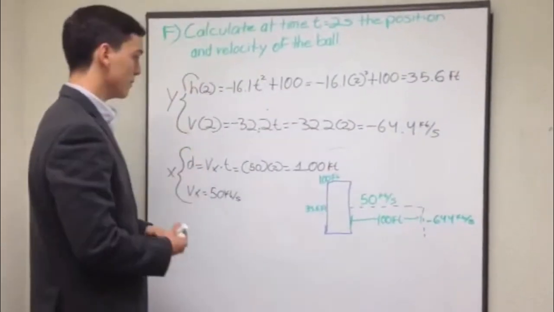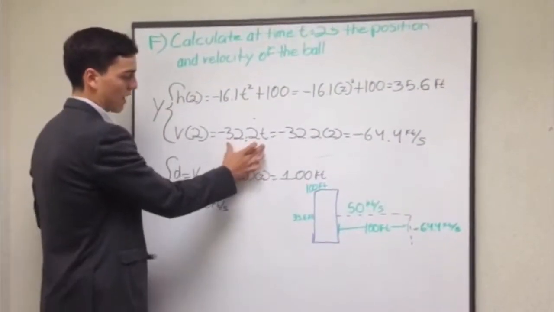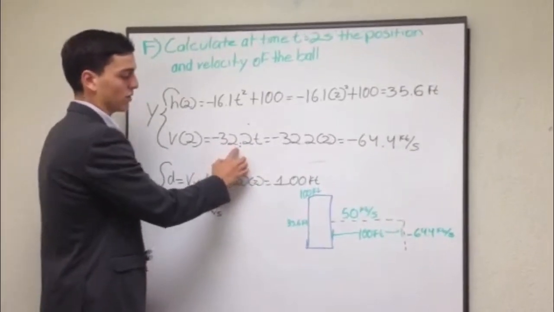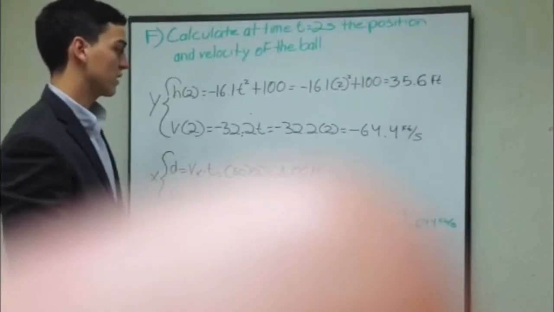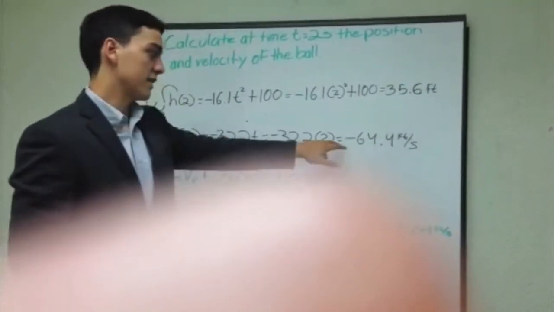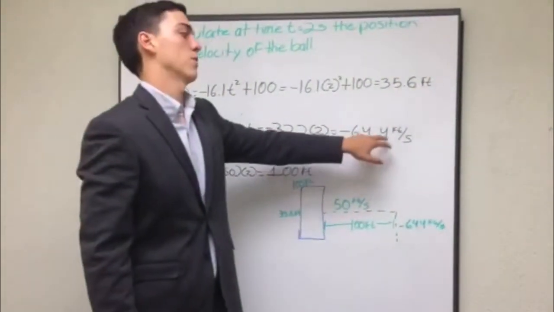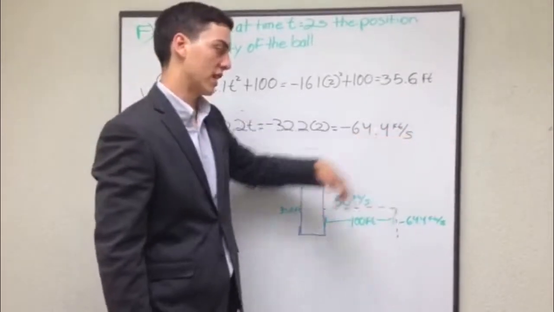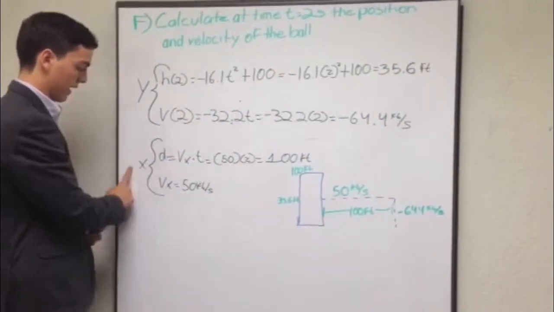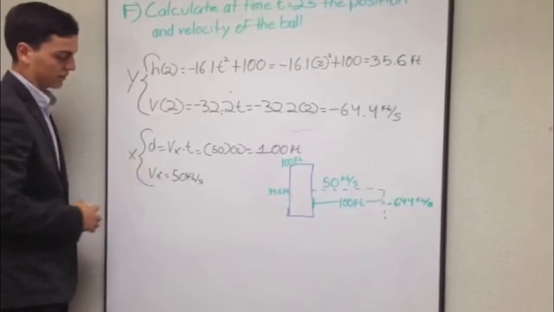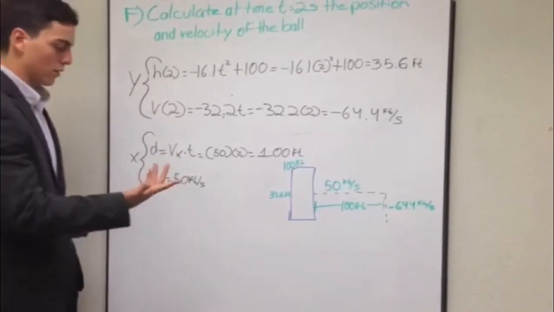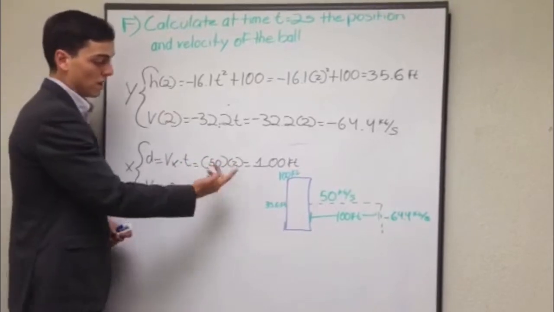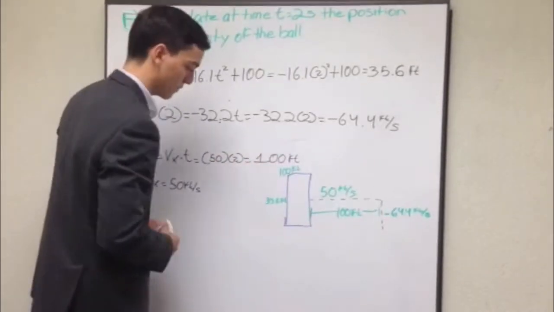Then the velocity that we have is minus 32.2 times t. We substitute t for 2 seconds and it is minus 64.4 feet per second. Then in the x-axis, the distance is initial velocity times time. We substitute time 2 and it is 100 feet.